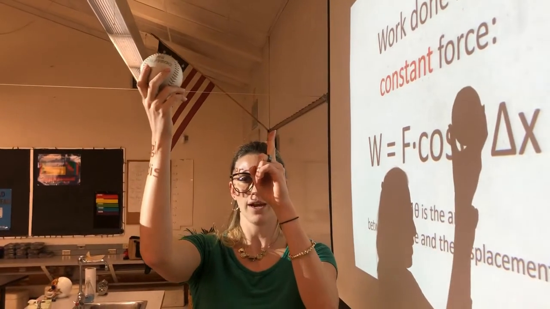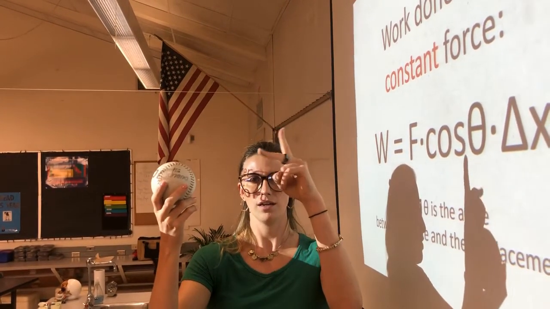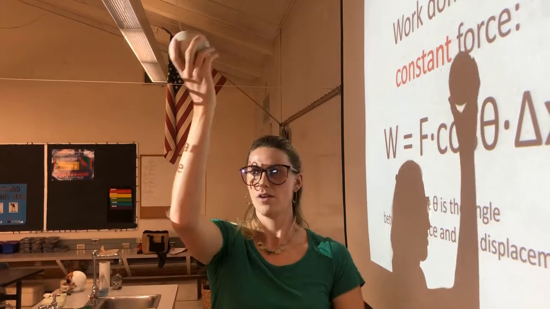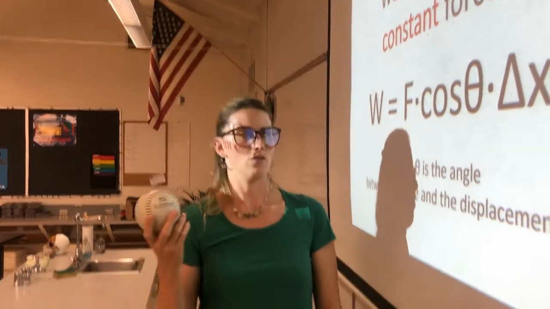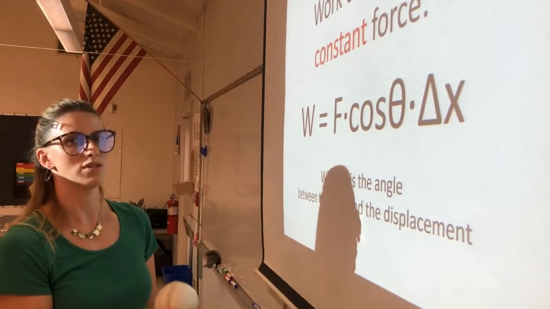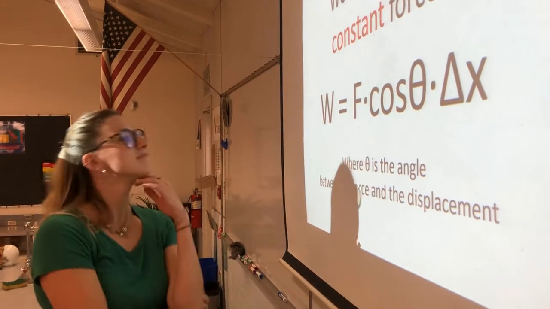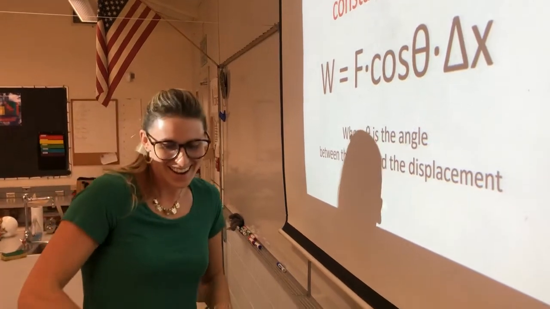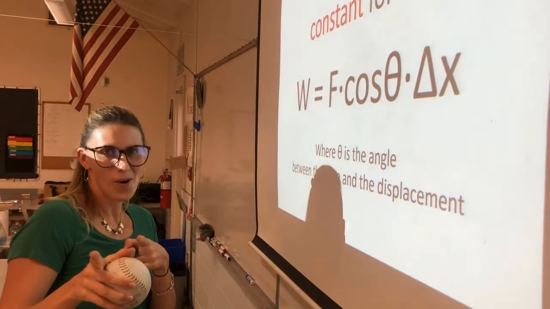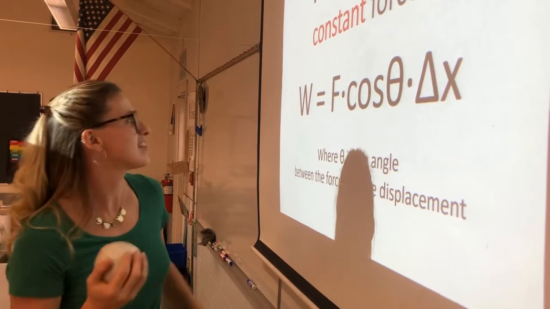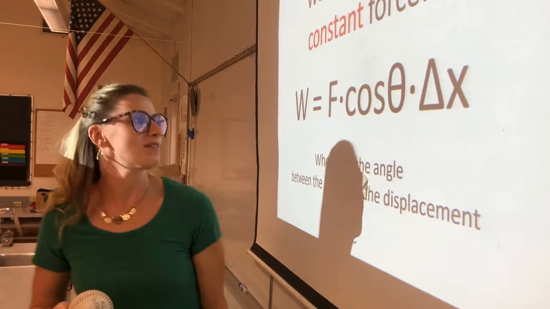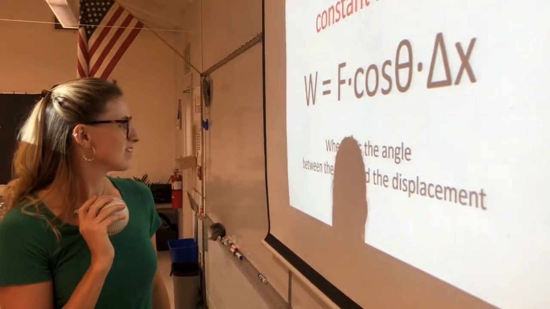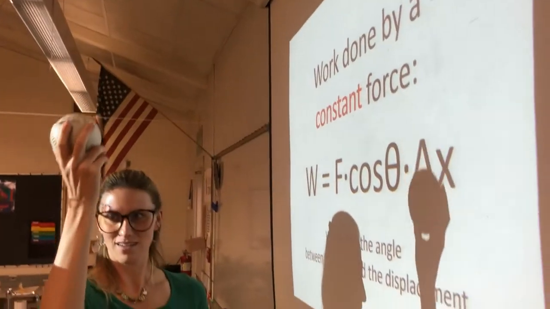Now, the ball starts up here, force is up. Now the displacement is down. What's the angle between up and down? That'd be 180 degrees. So the cosine of 180, pick up your calculator. What does it tell you? I get -1. So that means force times -1 times whatever the displacement is gets you your answer, and you'll have negative work. So when you're lifting it up, it's positive work, and when you're bringing it down, it's negative work.